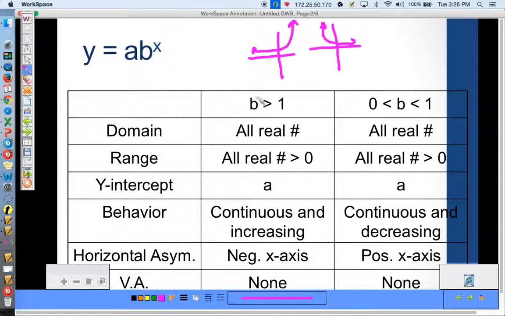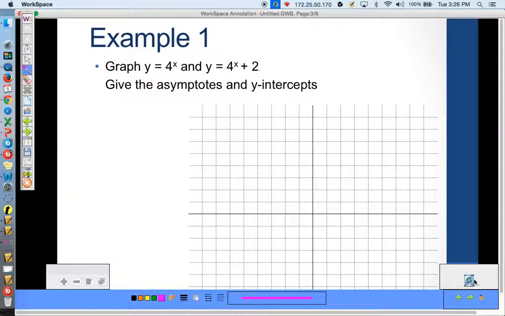So this first one, if b is greater than 1, it went up. And we have all this stuff from yesterday that we'll summarize. And then if it's between 0 and 1, for example if our b value was 1/2, like 3 times 1/2 to the x power. And we talked a bit about shifts yesterday as well, left, right, up, down.